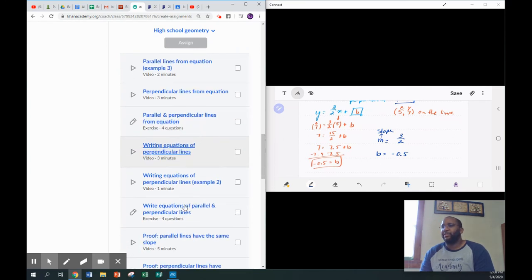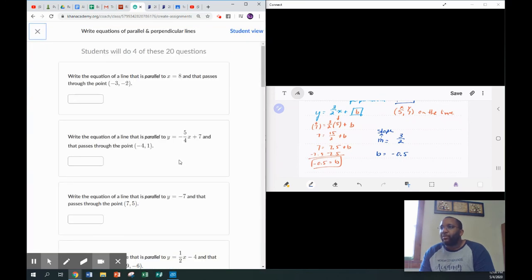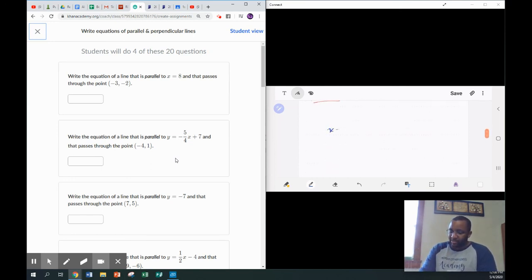Let's see. I give you guys this and writing equations of perpendicular and parallel lines. Might as well. Write the equation of a line that is parallel to x equals 8 and that passes through the point (-3, -2). Well, if it's going to be parallel to x equals 8, the only thing parallel is another x equals something equation, right? Has to be, because if you remember, when you do have an x equals something equation, for example, this would start at 8, right?